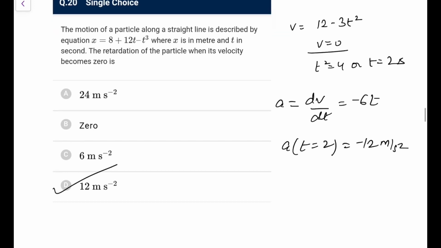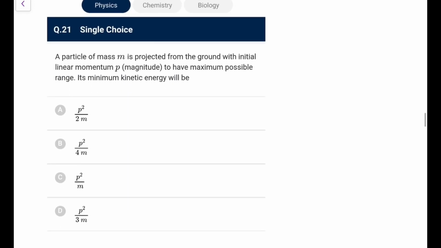It would be 12 meter per second square. Go for next. Particle of mass m projected from the ground with initial linear momentum p to have maximum possible range.